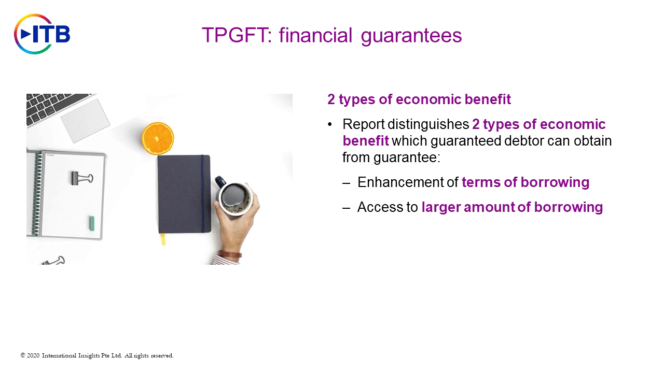The report then distinguishes between two types of economic benefit which the guaranteed debtor can obtain from the guarantee. Firstly, enhancement of the terms of the borrowing, and secondly, access to a larger amount of borrowing. I will look at each of these in turn.